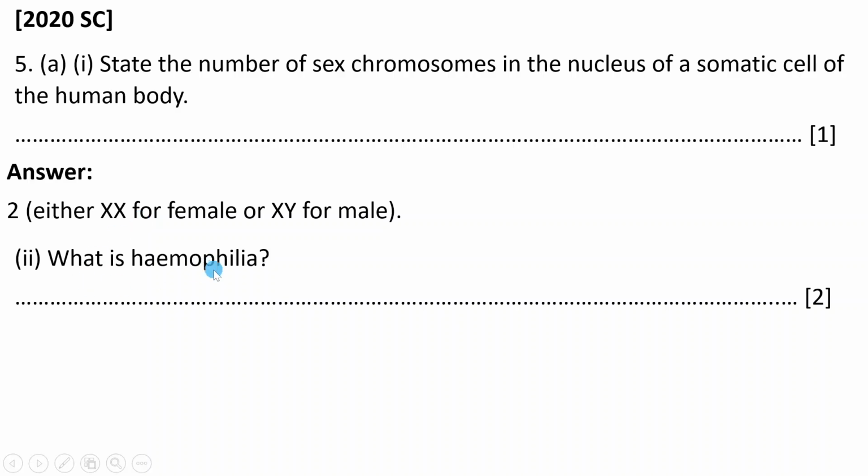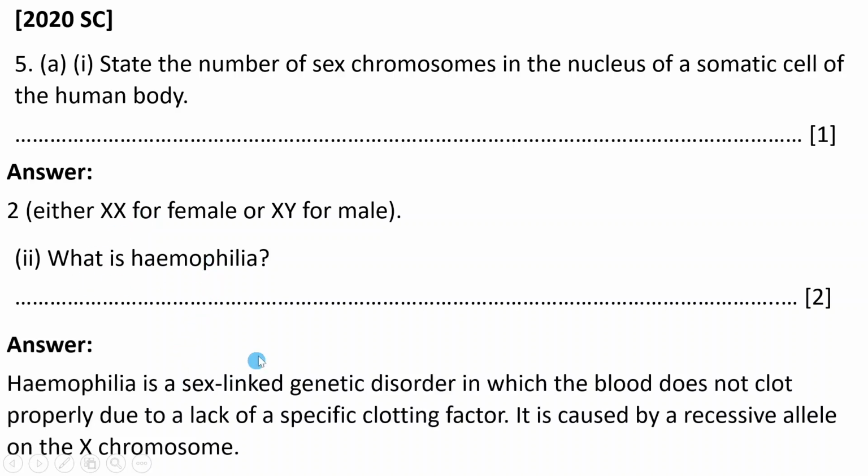Then B, what is hemophilia? In answering, you say hemophilia is a sex-linked genetic disorder in which the blood does not clot properly due to a lack of a specific clotting factor. It is caused by a recessive allele on the X chromosome.